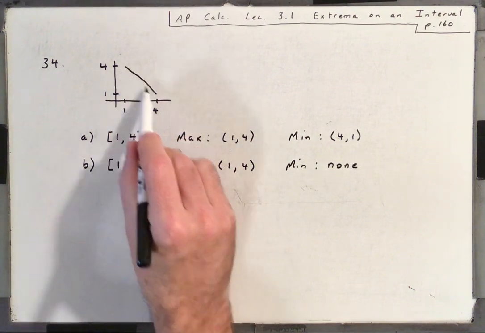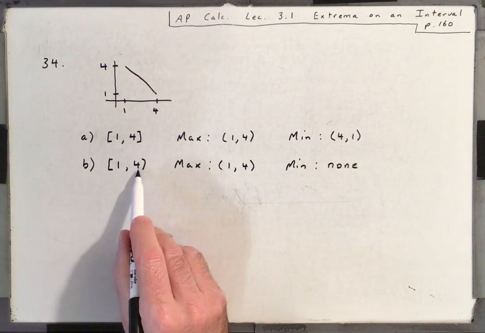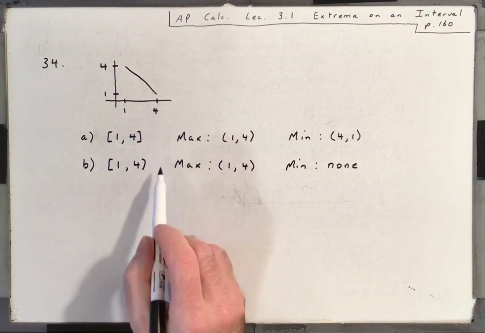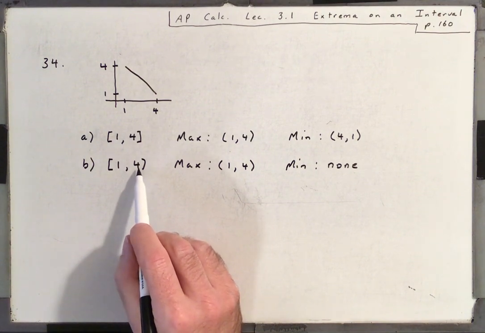This is an always declining function. We're up against an open parenthesis, so that would be an open circle if we were to draw a circle there. And so we don't have a min when x is 4.